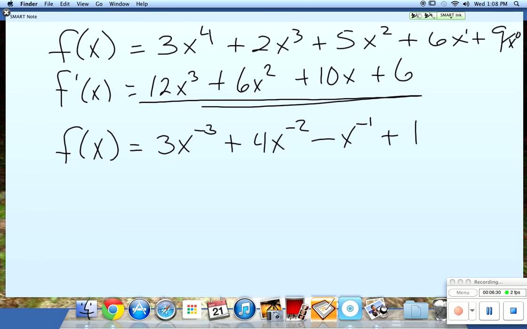Same way, but now you have to remember you have negative exponents, so you subtract, they get bigger. So your f prime of x is going to equal negative 9x to the negative fourth plus negative 8x to the negative 3 plus x to the negative 2, and that's as far as we go. The 1 goes away. Okay, we're subtracting each of these exponents by 1.